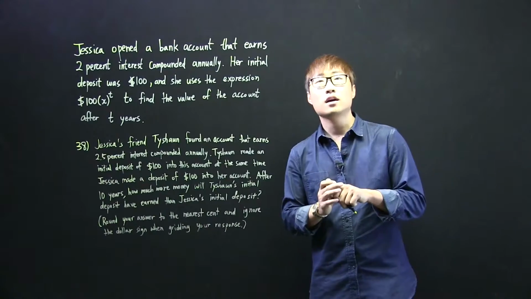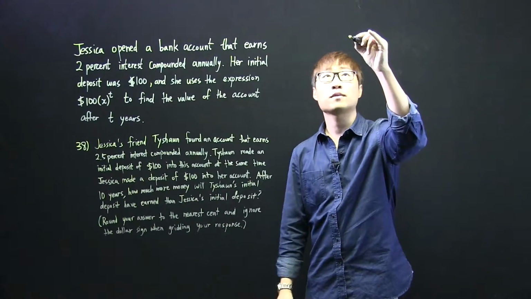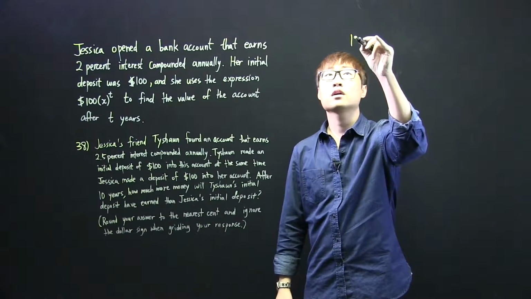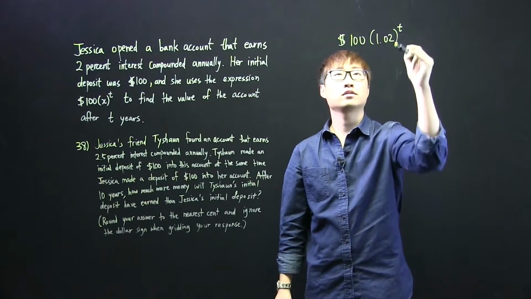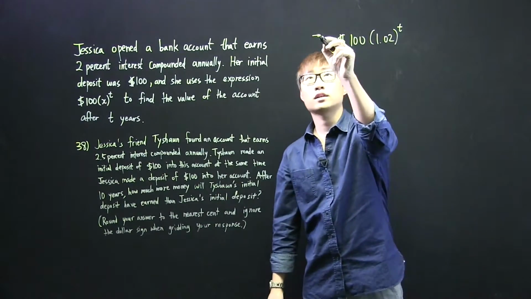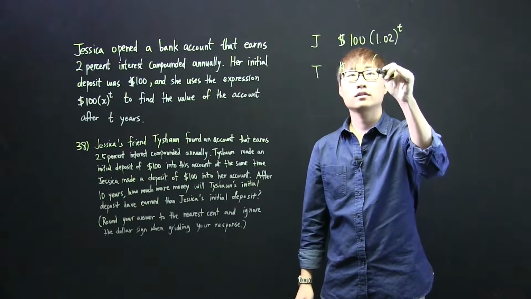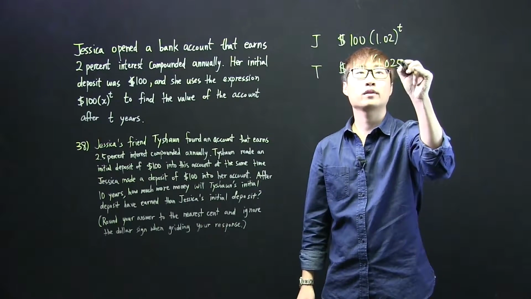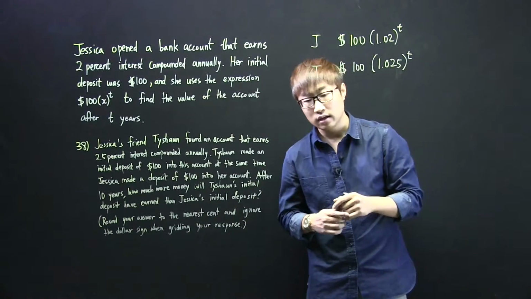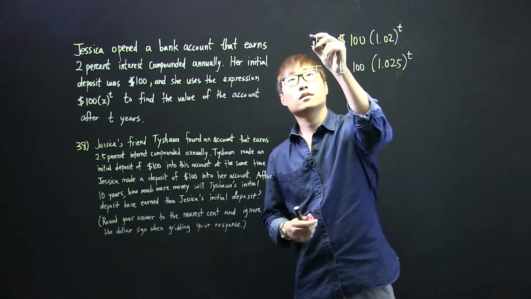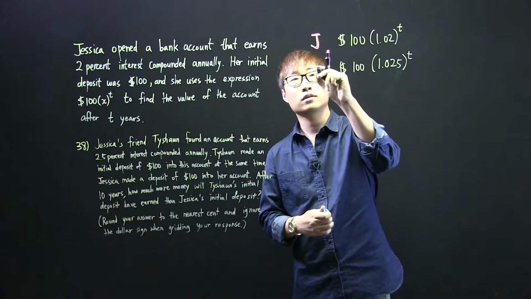Okay, so we can use the equation that we previously found in number 37 for Jessica, and let's start from there. For Jessica, it was $100, and then 1.02 to the t many years, right? We can use the same logic for Tyshawn, and we can say $100 that Tyshawn is starting with, and instead of 2%, now it's 2.5% earned. And we can use two different equations like these, and then compare the amount at the end. So let's use different colors. For Jessica, I'll use red, and for Tyshawn, I will use blue.